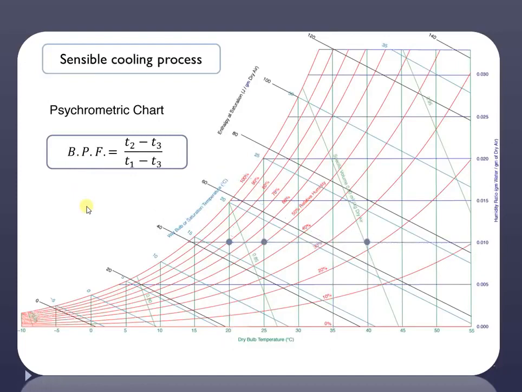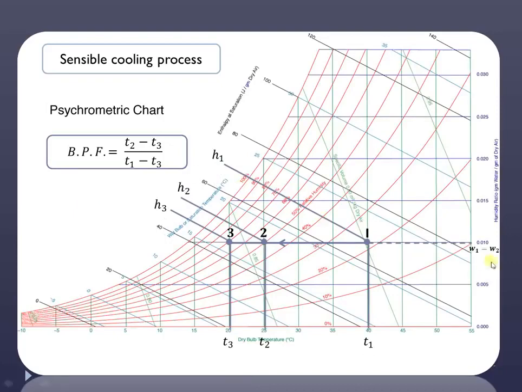Similar to the sensible heating process, there is a sensible cooling process. As you can see over here, the specific humidity is again remaining constant, and now we are cooling the air from 40 degrees centigrade to 25 degrees centigrade, keeping the specific humidity constant, and therefore it is known as the sensible cooling process. Ideally, we could have obtained 20 degrees centigrade of the air, but because of the bypass factor, we are not able to achieve it.